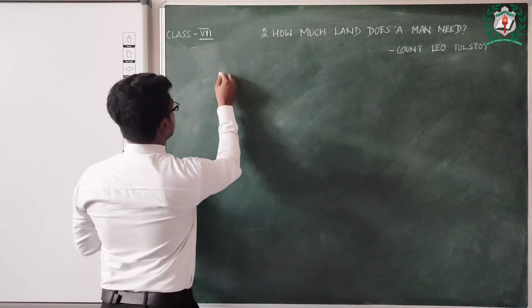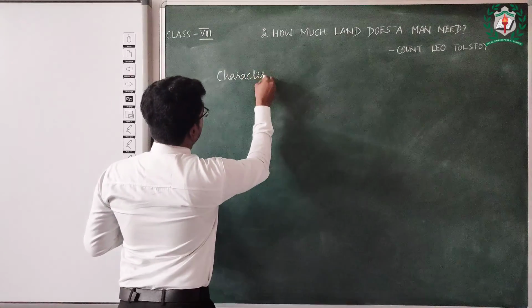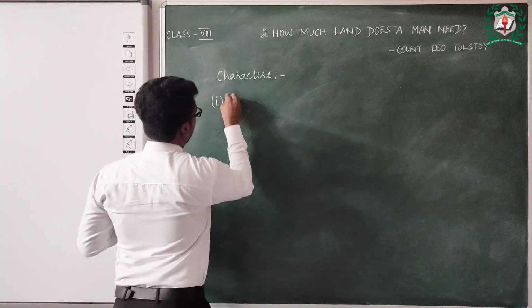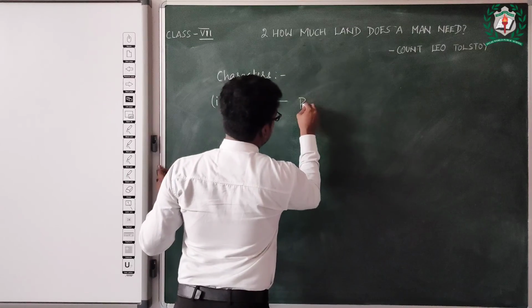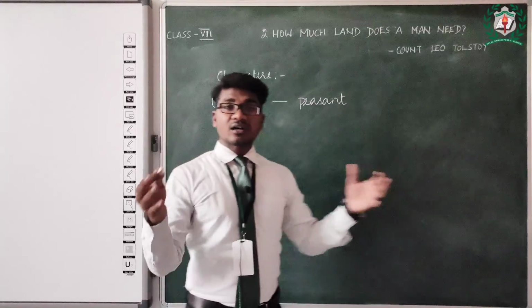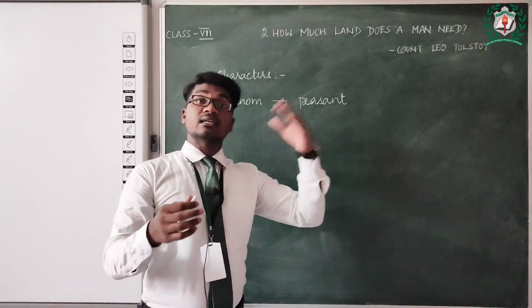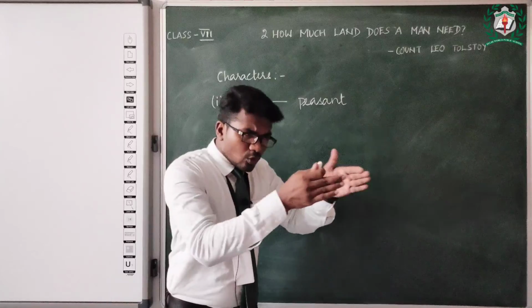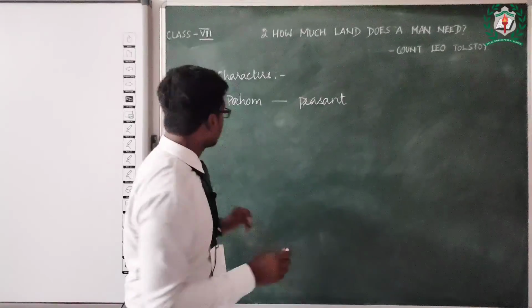Let me introduce the characters for you. There are two characters. Pahom, a peasant. Peasant means an agricultural laborer who works in the field, that is in others' field, or who holds a small plot of land. We can call that person a peasant.